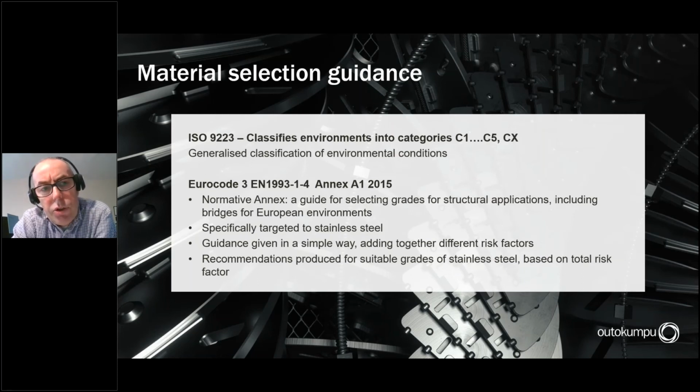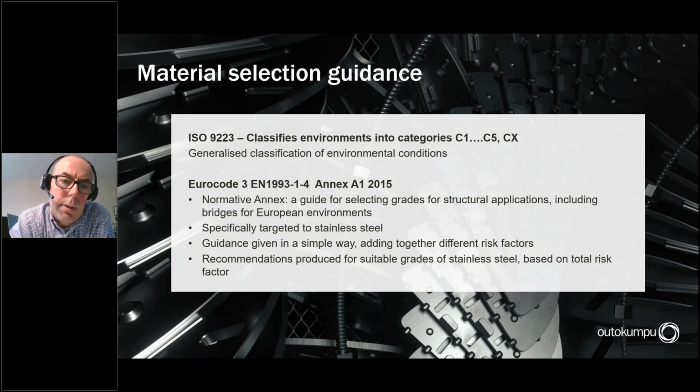There is a generalized international standard, ISO 9223, for classifying an environment, and this will be familiar to many of you, where you classify an environment based on its aggressiveness, from a mild environment C1 up to an aggressive environment C5 or even CX in extreme conditions. And this, of course, can be applied to stainless steels, but it's actually not the best way to do it. And there are two reasons for that.